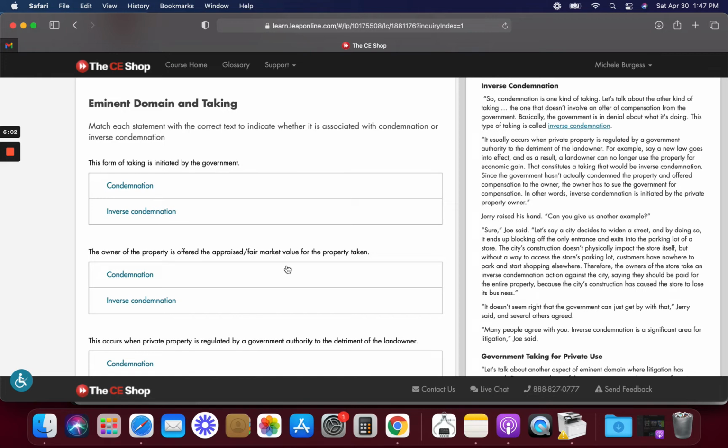So this constituted taking would be an inverse condemnation, and since the government hasn't actually condemned the property and offered the compensation to the owner, the owner has to sue the government for compensation.